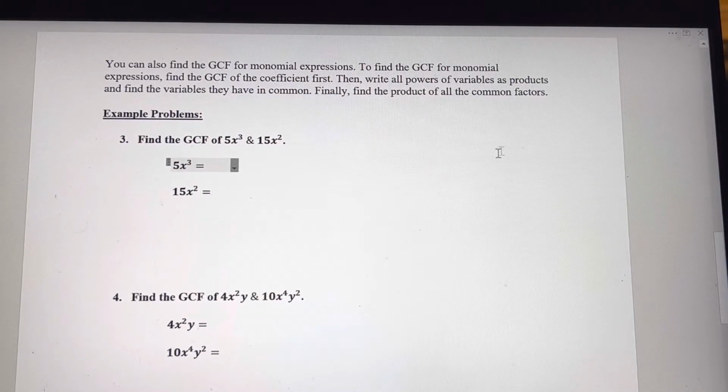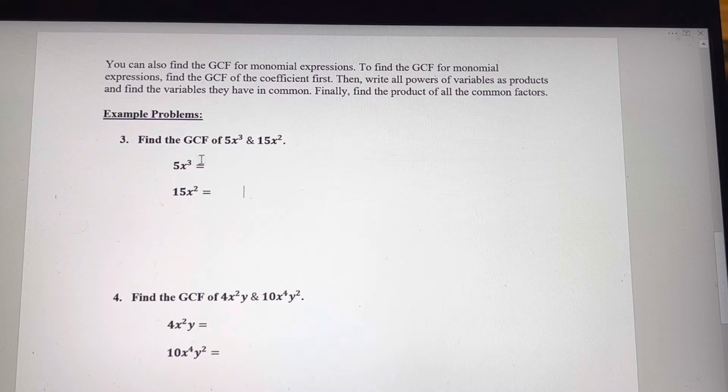So in the previous video, we found the greatest common factor of two numbers. In this video, we're going to find the greatest common factor between two monomials, or algebraic expressions. So we're going to find the GCF for monomial expressions. We're going to do a couple things.